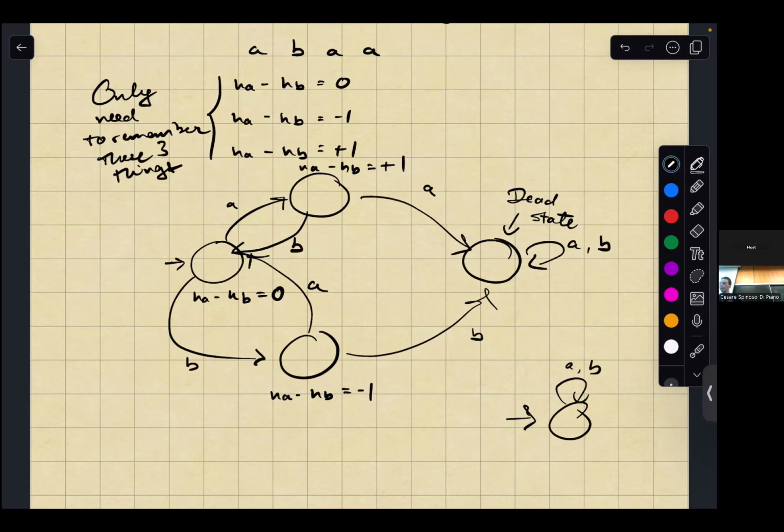So what are going to be my final states in my machine? Is it going to be the start state and just the start state? Or is it going to be something else?